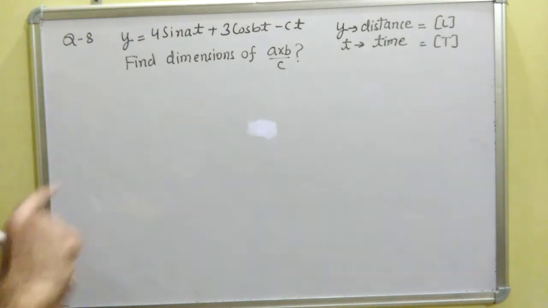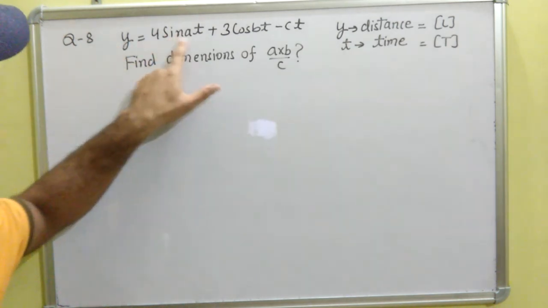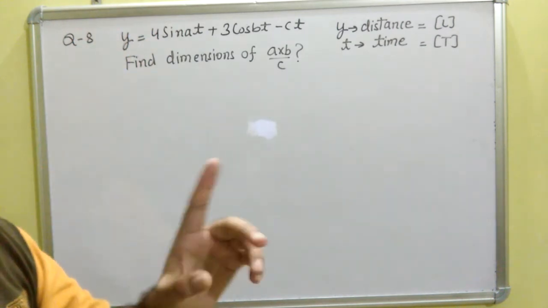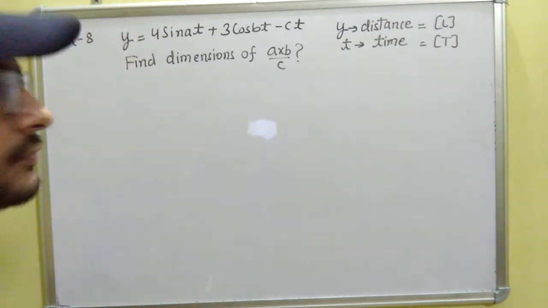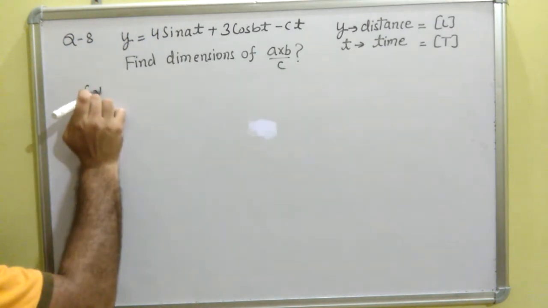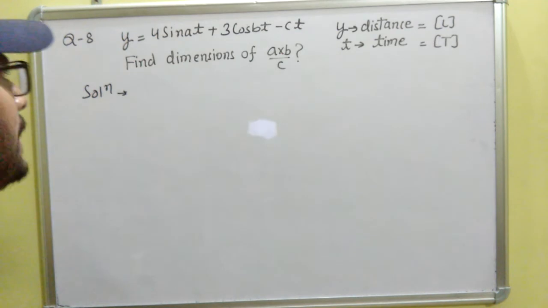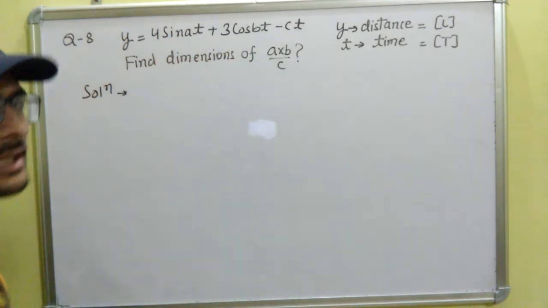So don't go for the usual approach here, that whatever is the dimension on the left should be equal to the dimension on the right, and you start comparing sin(At) with L. Don't do that thing. Okay. Here it is something different that I am going to tell you. Now see this. Let's start with the question. Now look. Here it is given to you sin(At), cos(Bt).